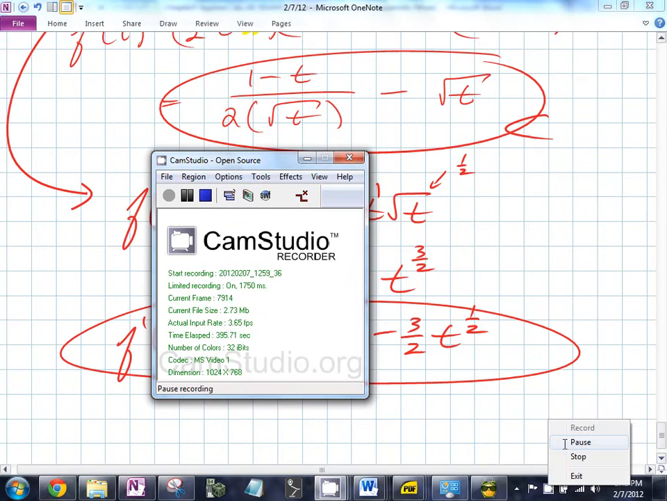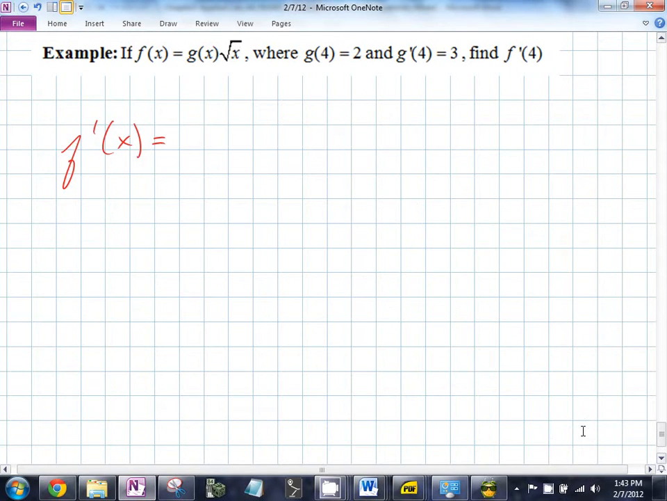G of x. So what's the derivative of g of x? G prime of x. Congratulations. Times the square root of x. Good. Plus g of x times 1/2 x to the negative 1/2. Yeah, good. There it is, right there.